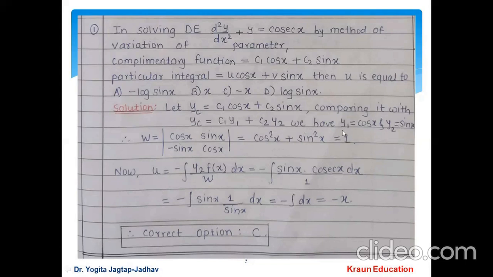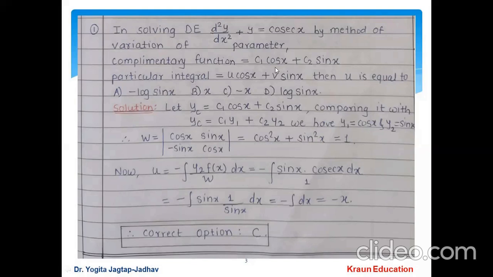Therefore, once you write down the values of y1, y2, find the value of the Wronskian W, that is equal to the determinant of cos x, sin x, and the derivative of cos x is minus sin x, the derivative of sin x is cos x. Now simplify this 2 by 2 determinant, that is equal to what? cos x into cos x is cos square x, minus sin x into minus sin x, that is minus of minus becomes plus sin square x. You know the identity that cos square x plus sin square x equals 1.